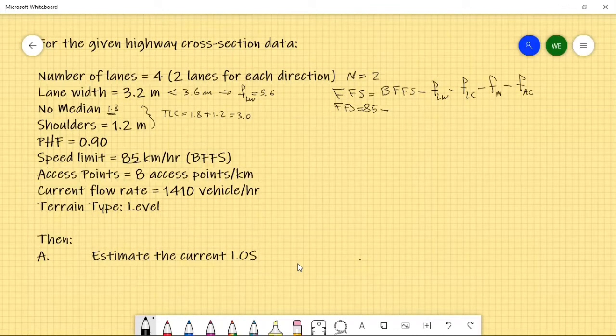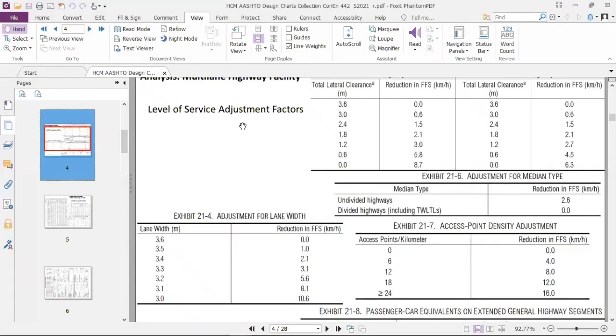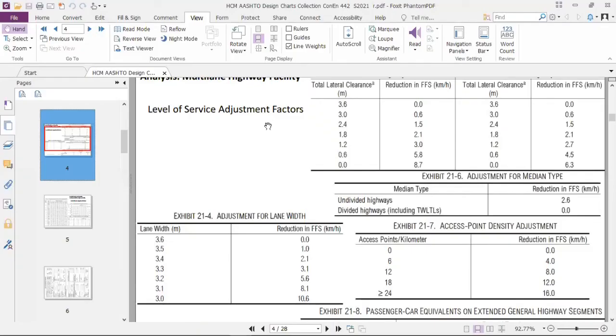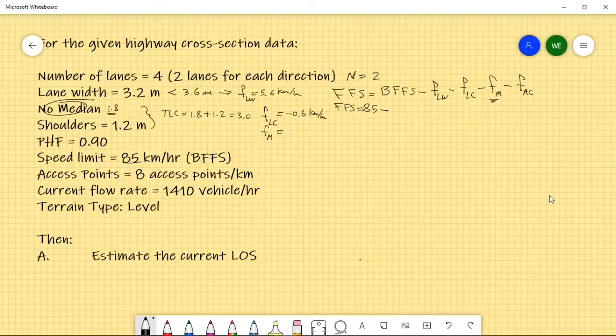So what is the adjustment factor for lateral clearance? Here it's less than 3.6, so we go back to the table, and the total lateral clearance is how much? 3. So it's 0.6, minus 0.6. And the units here are kilometers per hour. Okay, so what else do we need? We have F median. Here it says no median. So that means F median equals, let's go here, undivided highway, that means no median, it's minus 2.6. So let's substitute here.